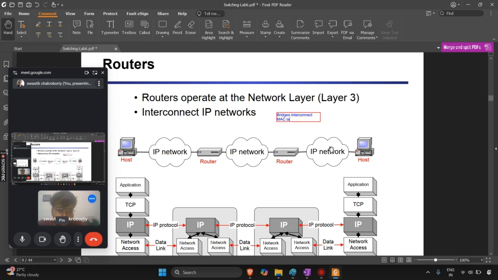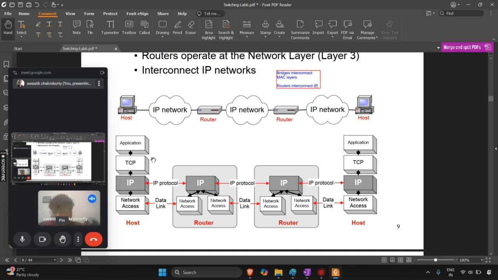Bridges interconnect MAC layers. Routers interconnect IP networks. So routers do not force networks to form an amalgamation. It happens at a higher layer, where networks can function independently without amalgamating into a particular network.